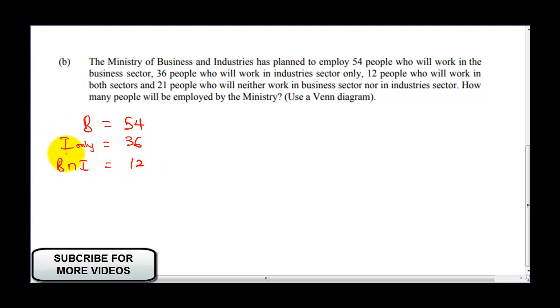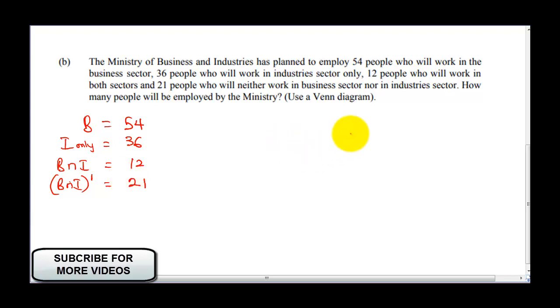Then it says 21 people who will neither work in business nor industry sector. Therefore, these people are not working in any sector. So let's call it business union industry complement. So that's going to be 21 people. Now we have this information. In essence, how many people will be employed by the ministry? Now, there's something I want you to figure out.